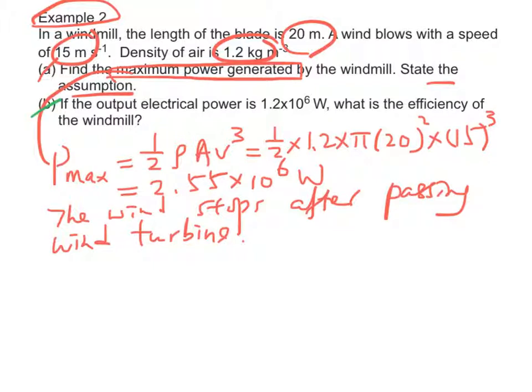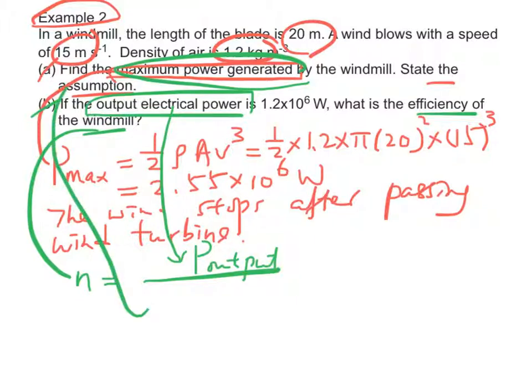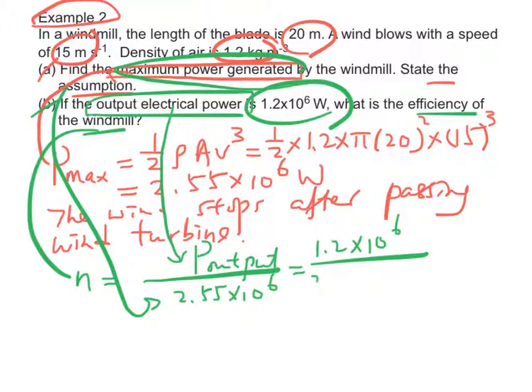Part B. The efficiency of the windmill N is equal to useful output electrical power over the input, which is equal to 2.55 times 10 to the power 6. Therefore, we have N equal to 1.2 times 10 to the power 6 over 2.55 times 10 to the power 6 times 100%, which is equal to 47%.